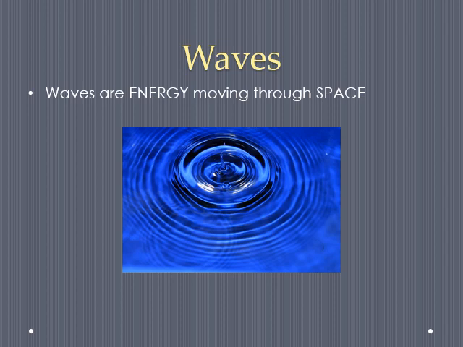A wave, put simply, is energy moving through space. So we've talked about energy before in previous units. A wave is just a little piece or a chunk or a pulse of energy that is moving through a material to get from one place to another. In that picture of a water wave below, you can kind of picture how the energy starts in the middle and it spreads out through the water.